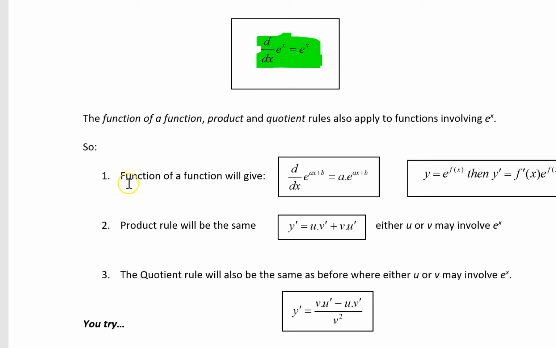The function of a function rule has to be followed. So when we've got e to the something going on here with the x, so e to a little function in x. So e to this is our original function, and then within that there's something going on. So e to the ax plus b would differentiate to give e to the ax plus b, following this. It doesn't matter that it's a little bit complicated there, we keep all that complication.